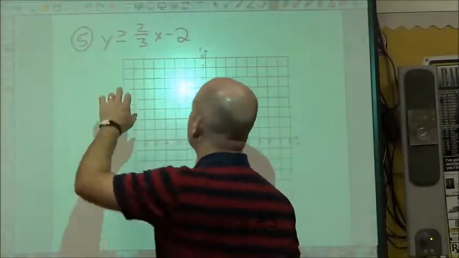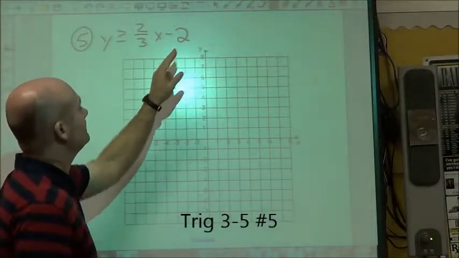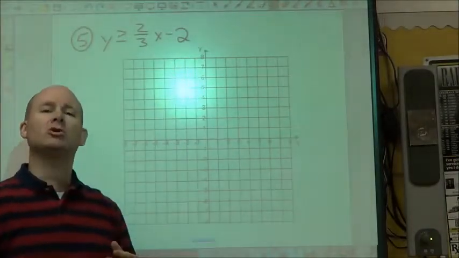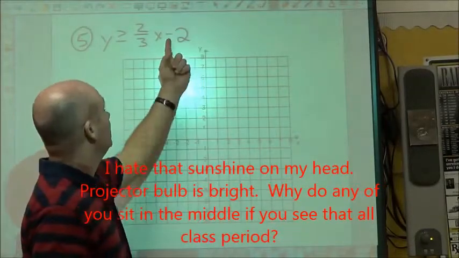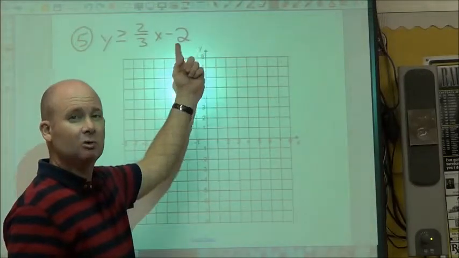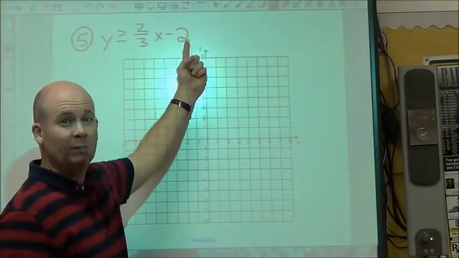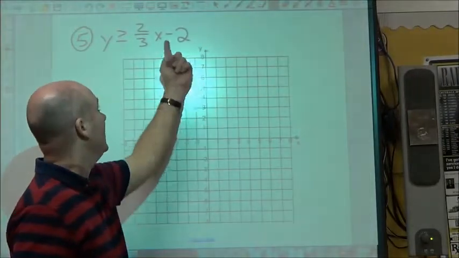Here's problem five. Trying to graph the inequality y is greater than or equal to 2/3 x minus 2. Again, the way we're going to start this off is we're going to graph where the line is located. We know the y-intercept, just think y equals mx plus b, m being the slope, x being the x right there, and then the b part being your y-intercept. It crosses the y-axis at negative 2.